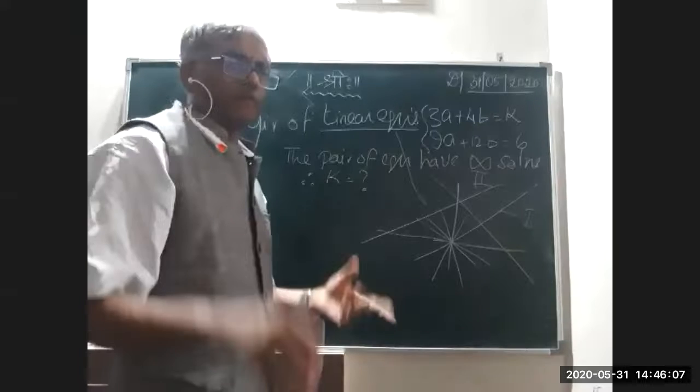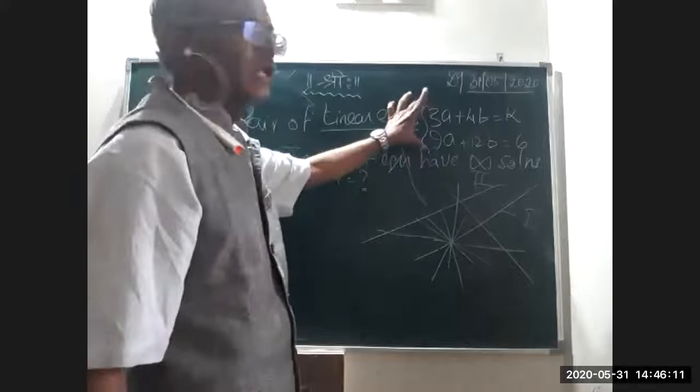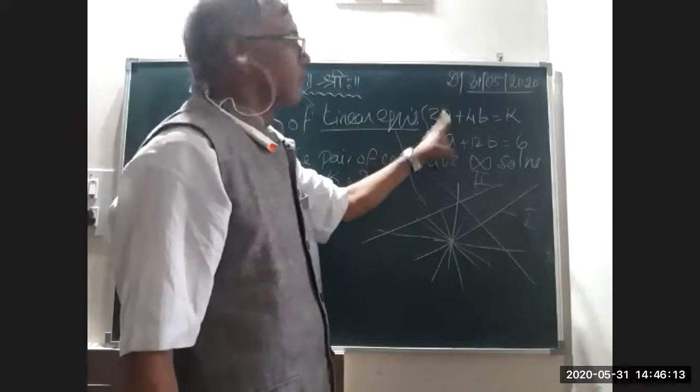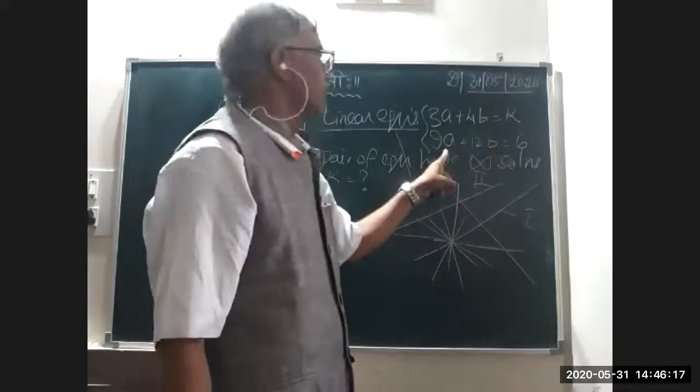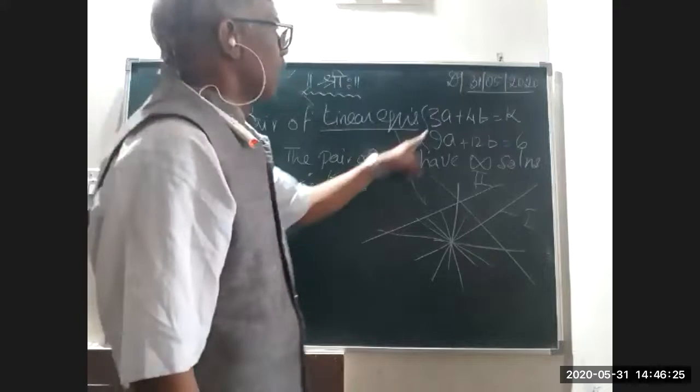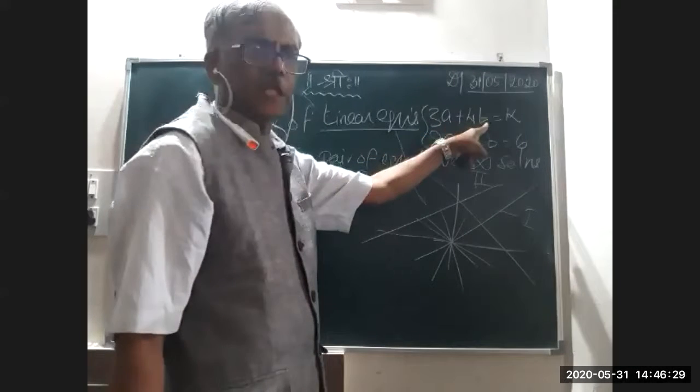I'll repeat. I'm repeating again. If in the present equation, 3a plus 4b is equal to k and 9a plus 12b is equal to 6, whatever the value is, able to listen? Okay. Now, therefore, here in the equation, a and b are the variables.